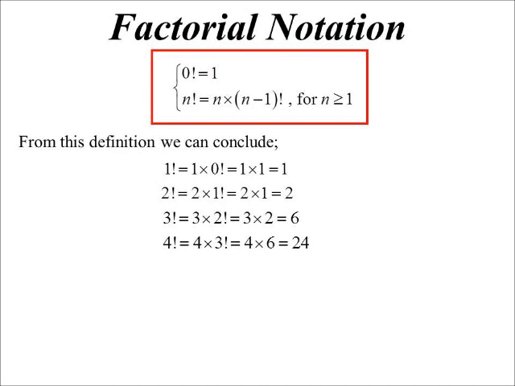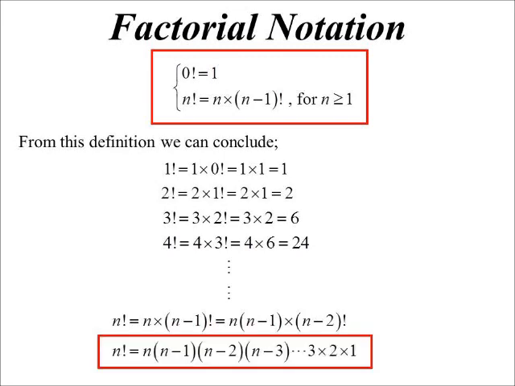In reality, if it was 5 factorial, we just go, oh, 5 times 4 times 3 times 2 times 1. But formally, 5 factorial would have been 5 times 4 factorial. So n factorial is n times (n minus 1) factorial, but then (n minus 1) factorial was (n minus 1) times (n minus 2) factorial, and you keep going and you get what you're used to seeing for factorial. n factorial is n times (n minus 1) times (n minus 2), and you work your way down to 1.